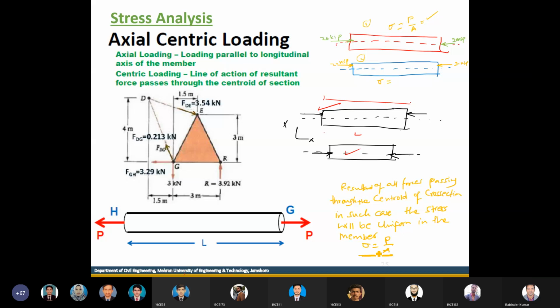What does this mean? It means uniform stresses, the stresses are the same throughout the cross section. So when do we use this equation? When the resultant of all forces passes through the centroid of the cross section. In such a case the stresses will be uniform and this equation applies.